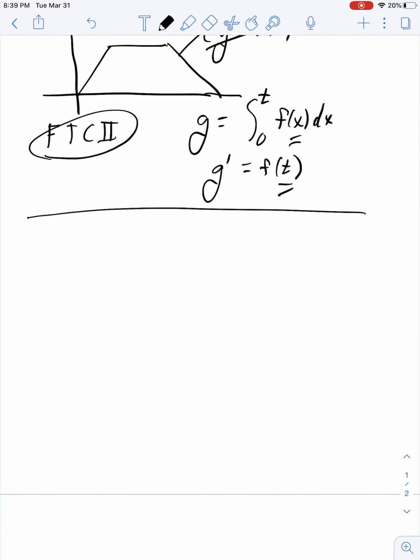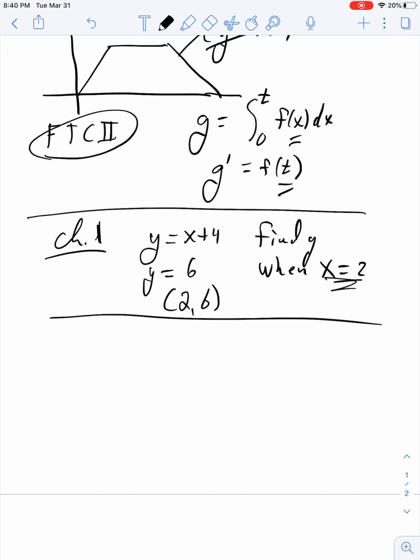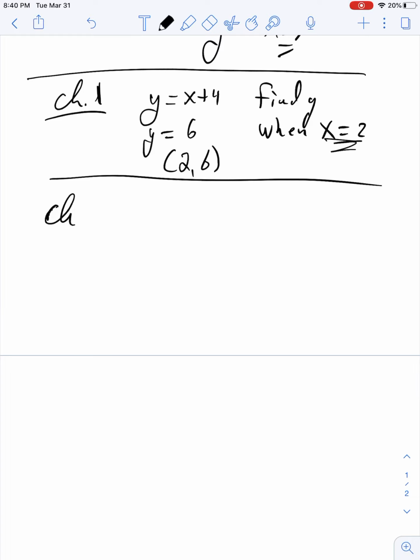So what I did was, let's say for example we're in chapter 1, just throwing out an idea here. I would start off by saying y equals x plus 4, and I would ask the question, find y when x is equal to 2. And obviously, simple here, 6, and therefore you have 2 comma 6 as your answer. So I waited until they got comfortable plugging in a numerical value.